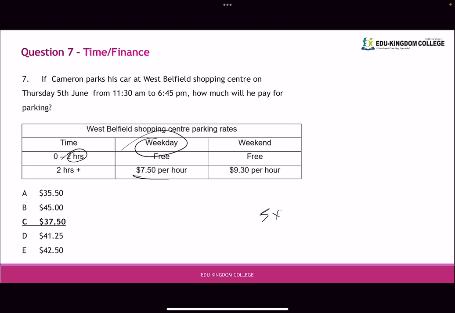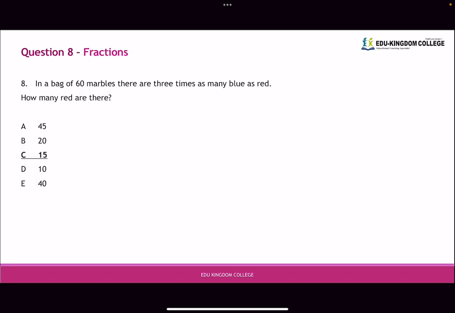So 5 times 7.50 is going to be 35 plus, and so 7 times 5 is 35, and then 5 times 0.5 is going to be 2.50. So overall, we're going to get 37.50.